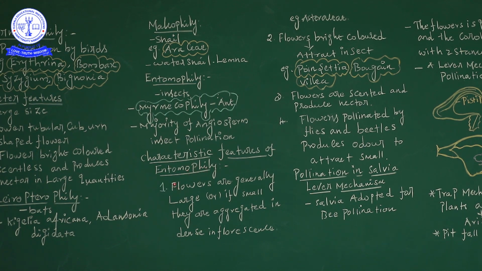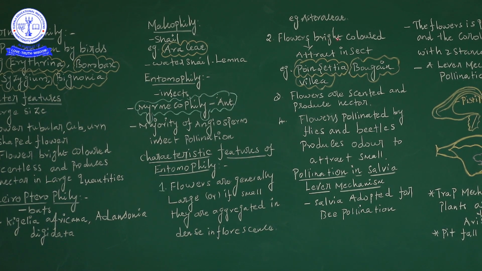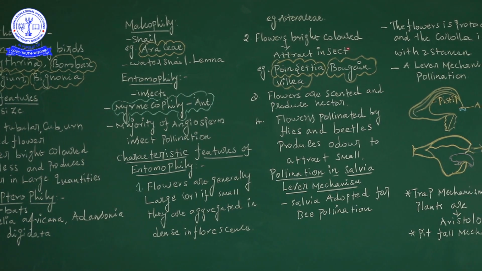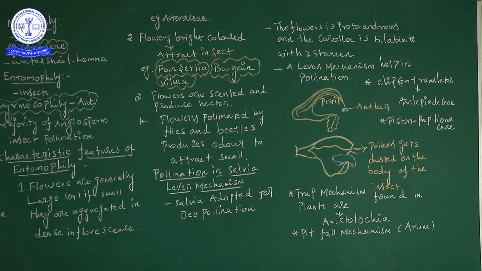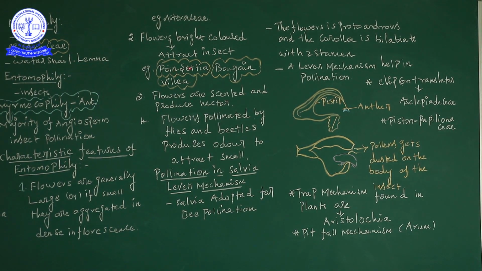The first of all, the flowers are generally large, or if they are small they are aggregated in a dense inflorescence. What is this? Dense inflorescence. Okay, an example is Asteraceae, the sunflower, the best example of Asteraceae. And then flowers are bright colored. What is the reason? Bright colored flowers attract the insects. Okay, examples are poinsettia and bougainvillea.